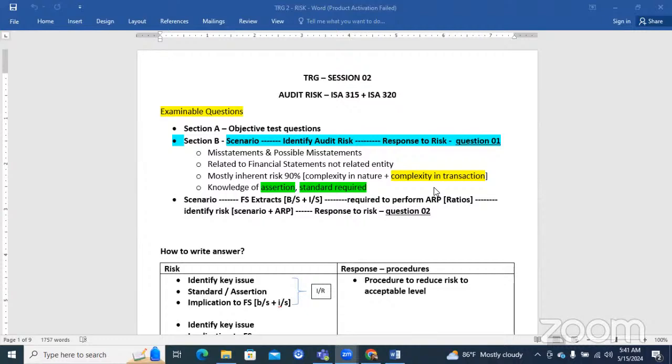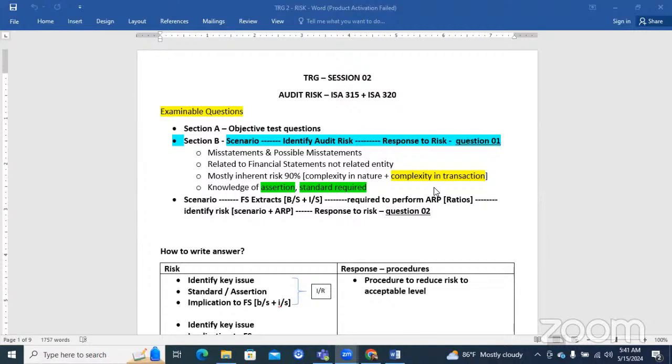Complexity in transactions only. So complexity in the transactions arises because of two reasons. Why does a particular transaction become too complex? Simple reason. Reason number one, assertion. Assertion related issues.